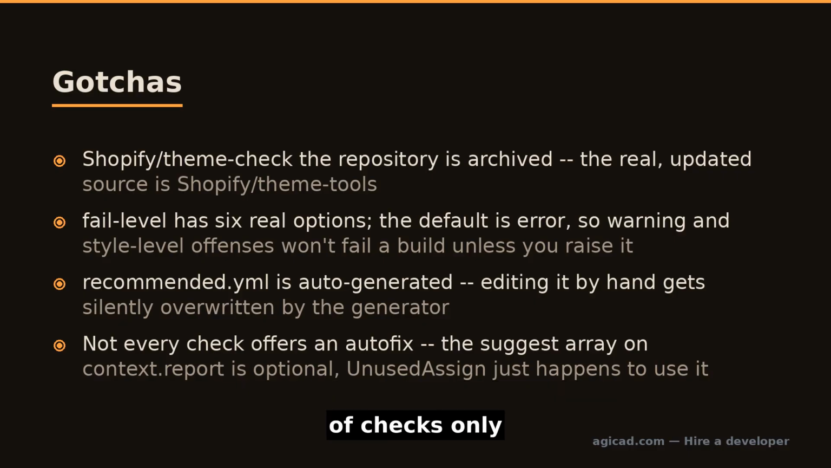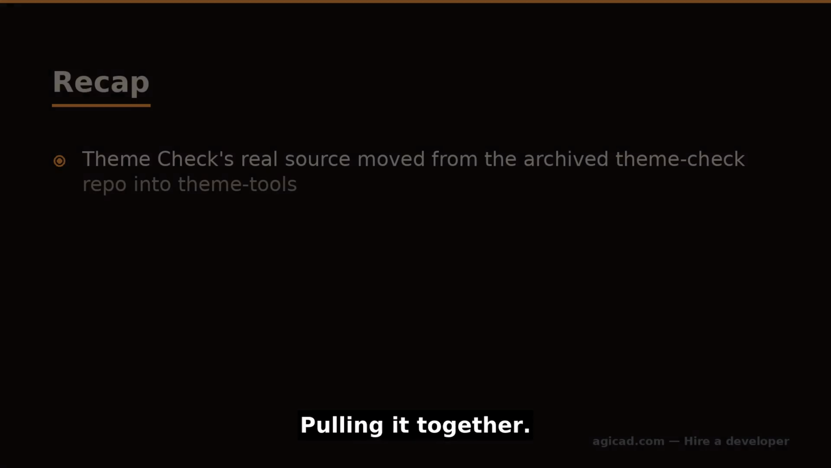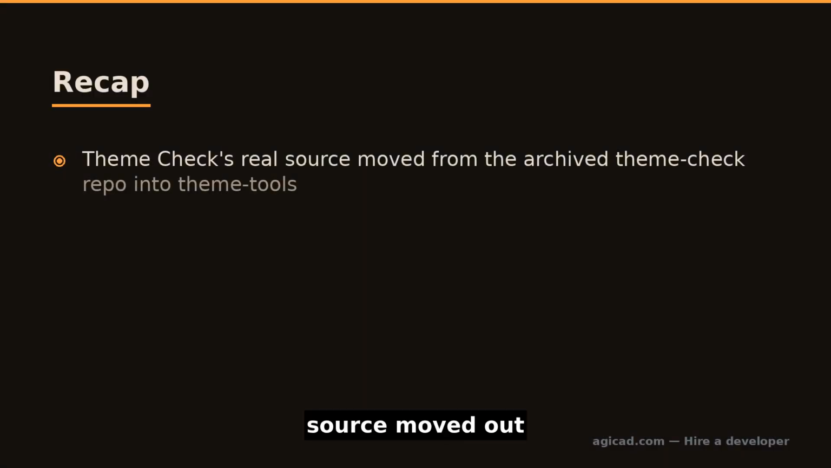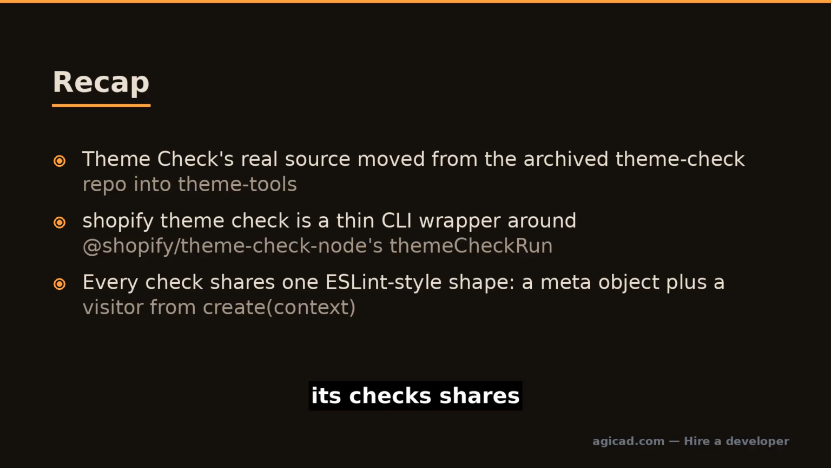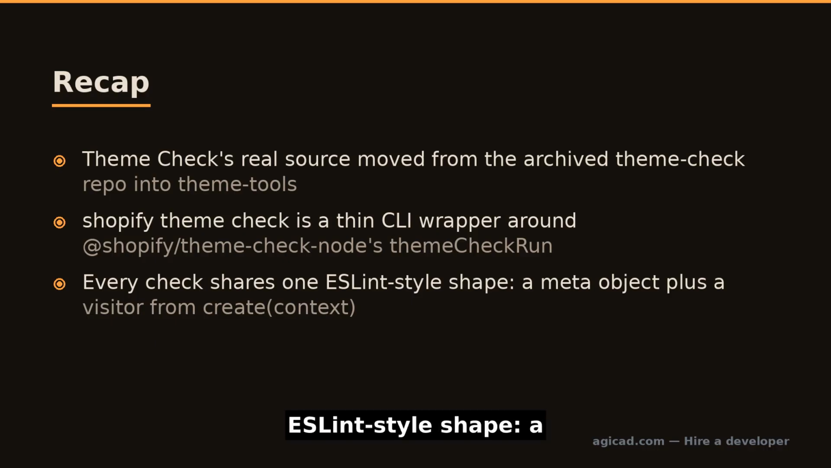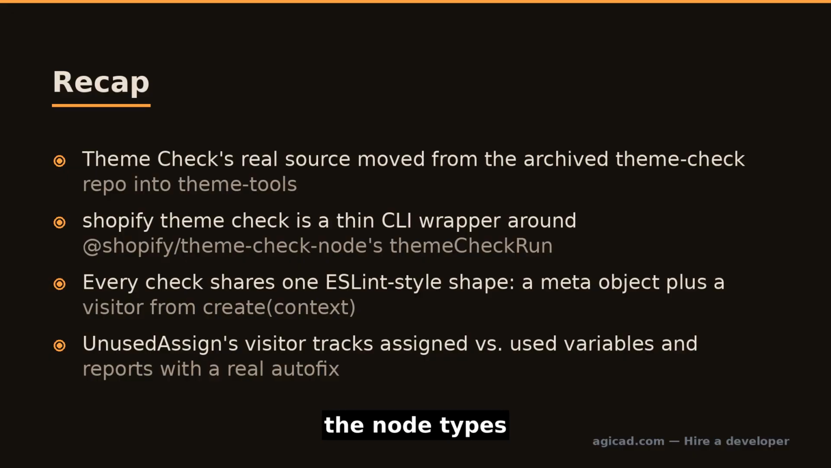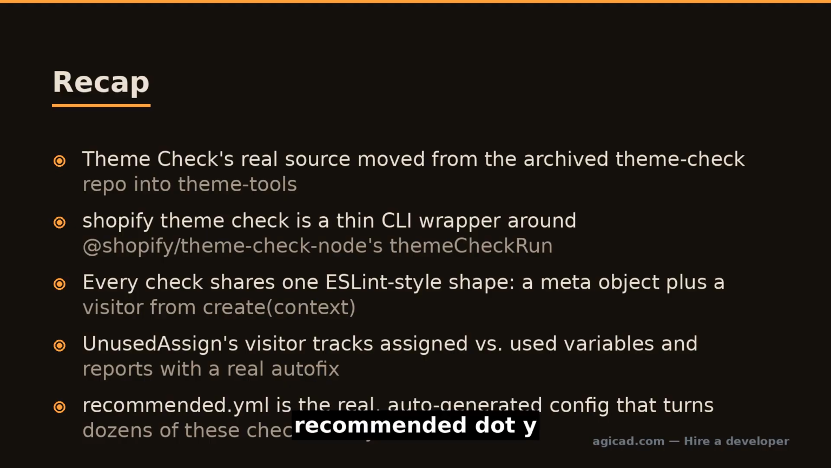Pulling it together. ThemeCheck's real source moved out of the now archived theme-check repository and into theme-tools, where it's actively maintained today. Shopify theme check itself is barely more than a thin wrapper around theme-check-node's themeCheckRun function. The CLI doesn't lint anything itself. Every one of its checks shares one real, deliberately ESLint-style shape, a meta object describing the rule, and a visitor returned from create context that only sees the node types it registered for. And UnusedAssign is one complete example, tracking assigned against used variables, then reporting with a genuine autofix. And recommended.yml is the real, auto-generated config file that turns dozens of checks like it on by default, the moment you run shopify theme check on a real theme.